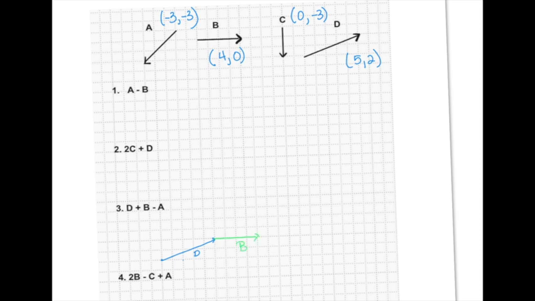Now negative A means that it goes the exact opposite for both movements. So look back at your A: it went -3, -3. A negative A is going to go +3, +3. So now I need to go right 3 and up 3 to move negative A. All right, that is my negative A. And so that is my movement.